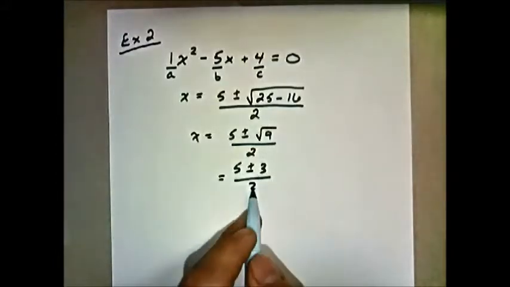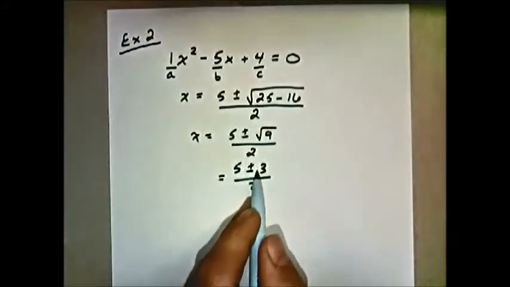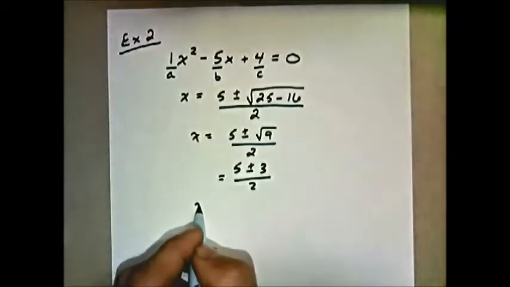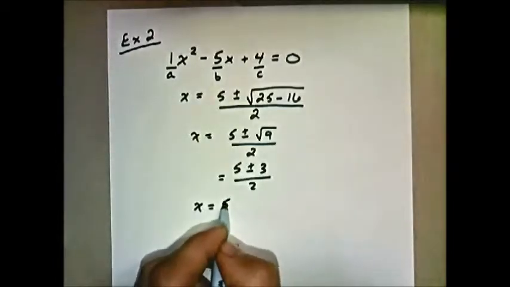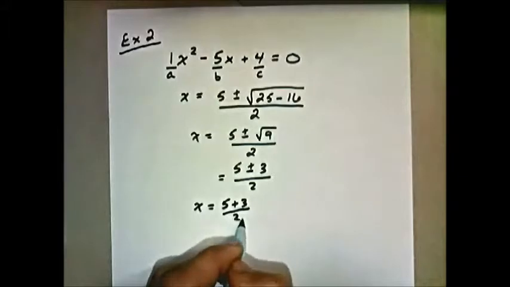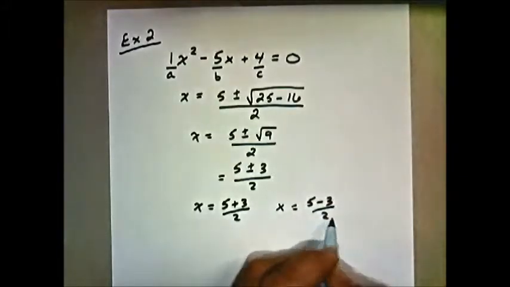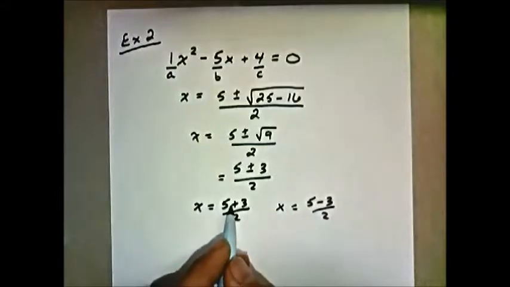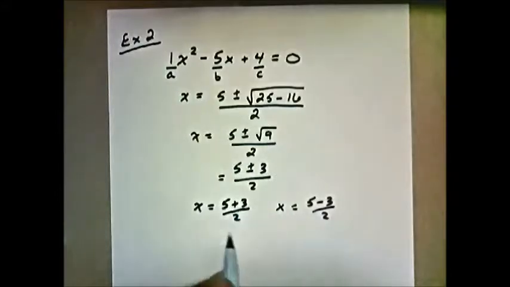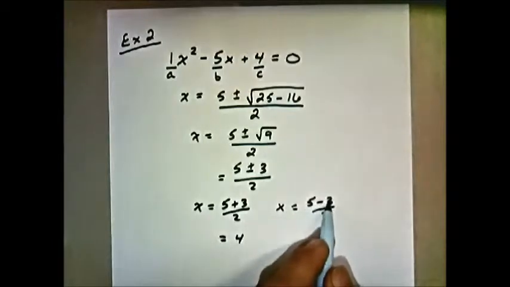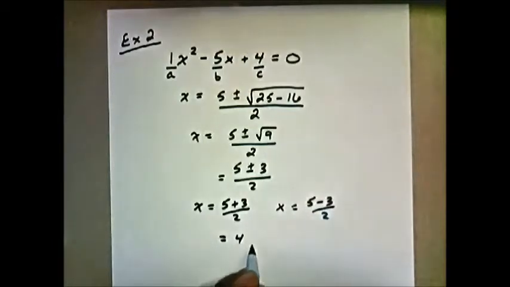So now we have all real numbers. We can go ahead and break up our plus or minus symbol. And we have x equals 5 plus 3 over 2, and x equals 5 minus 3 over 2. Simplifying, 5 plus 3 is 8. Divided by 2, we get 4. And 5 minus 3 is 2. Divided by 2 gives us 1. And there are our two solutions.